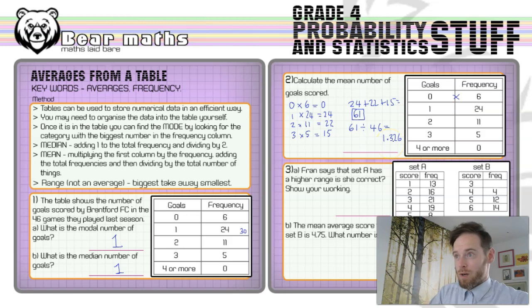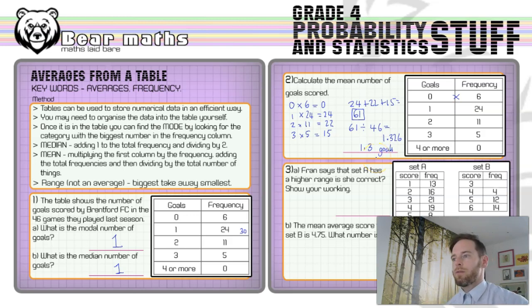Contextually, you can't score 1.326 goals. It's not a possible thing to do, but mathematically, that is the mean average. So don't round it to a whole number necessarily, unless you've shown exactly what the calculation is in your workings. And I'm just going to say 1.3 goals. That's going to be the mean average number of goals scored per game, 1.3 goals a game. And they do that in statistics in the world of football, don't they? You might have heard it before.